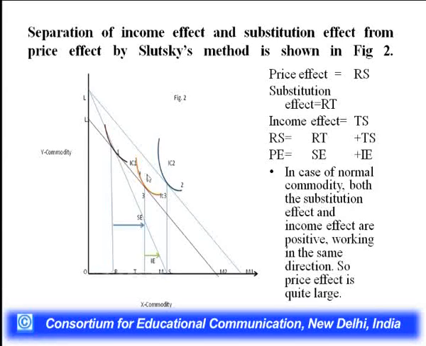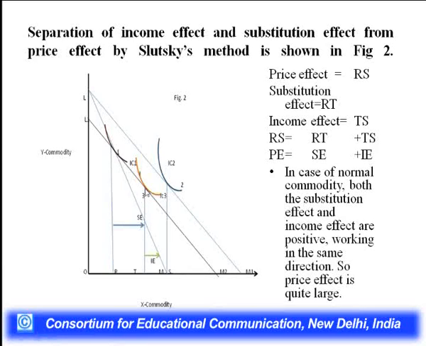So the consumer can move on to IC3 and the equilibrium is on 3 where the real income is kept constant but the relative prices have changed. So consumer moves from 1 to 3. This is the substitution effect and consumer is buying OT of the commodity. So RT is the substitution effect.